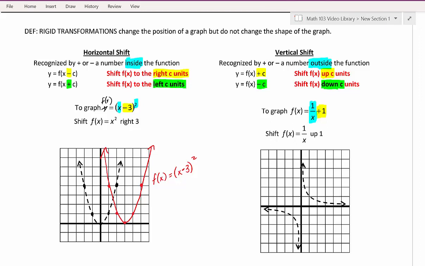I have our parent function here in the black. And we're simply going to shift these points up 1 unit. Drawing our curve. Shift the other side up 1 unit. And drawing the other half of our curve. Same shape, we've simply slid it up 1 unit.